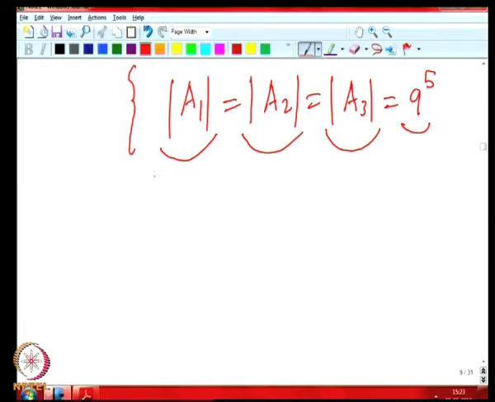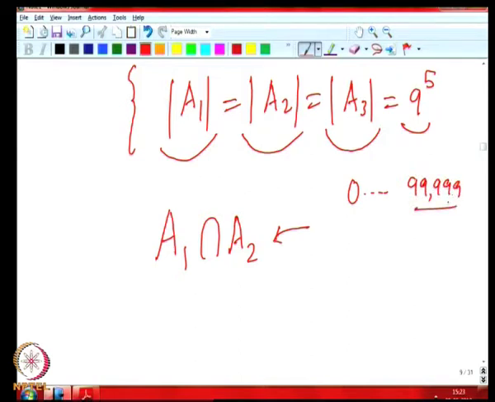And similarly, let us see whether it will extend to pairs of sets. For instance, if I take A1 intersection A2, what does it mean? We are talking about the numbers from the universe, from 0 to 99999, such that it does not have 2 among its digits and it does not have 3 among them. 2 and 3 are not allowed.